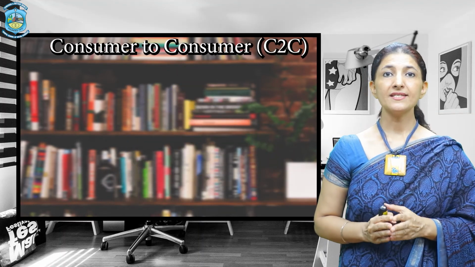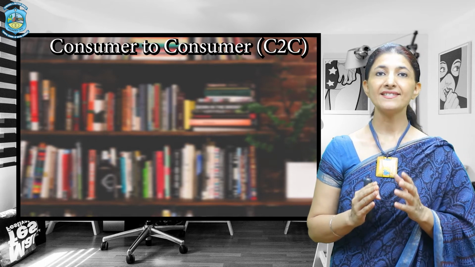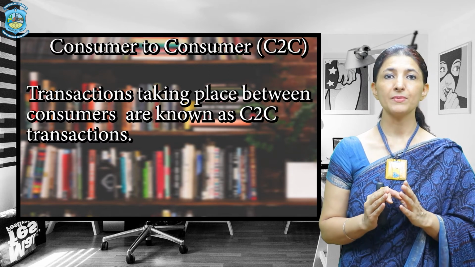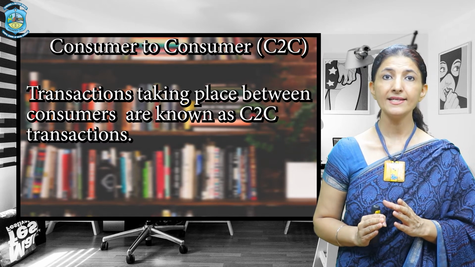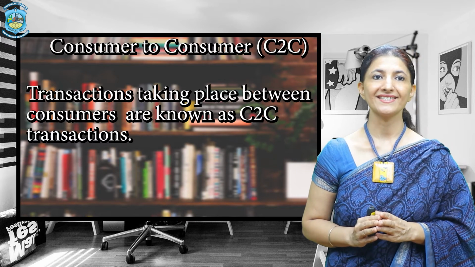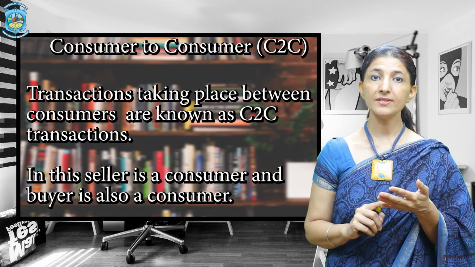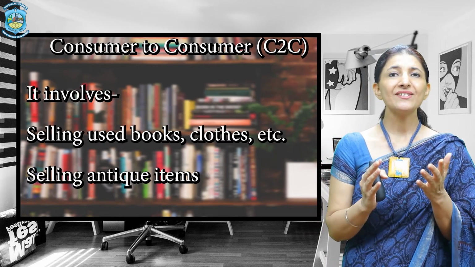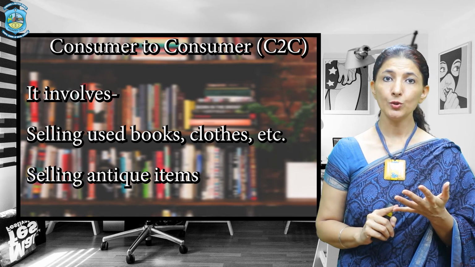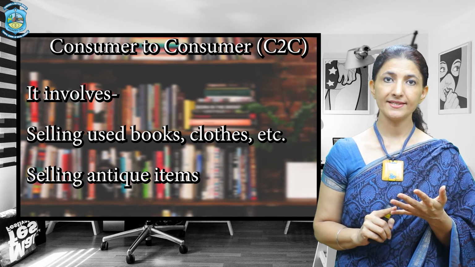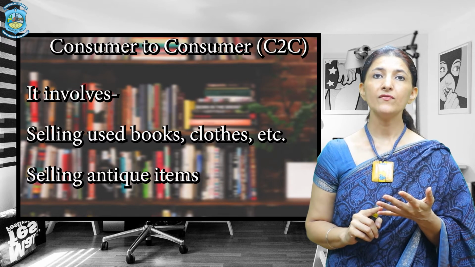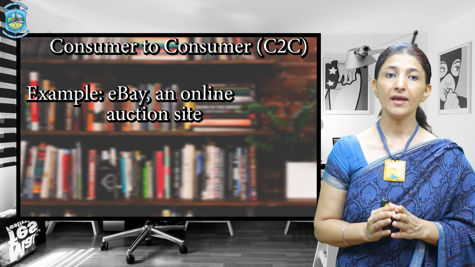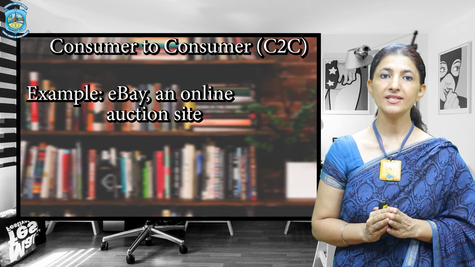The fourth model is consumer to consumer, C to C. Transactions taking place between consumers are known as C2C transactions. In this, seller is a consumer and buyer is also a consumer. It involves selling used books, clothes, etc. and selling of antique items. For example, eBay. It is an online auction site.